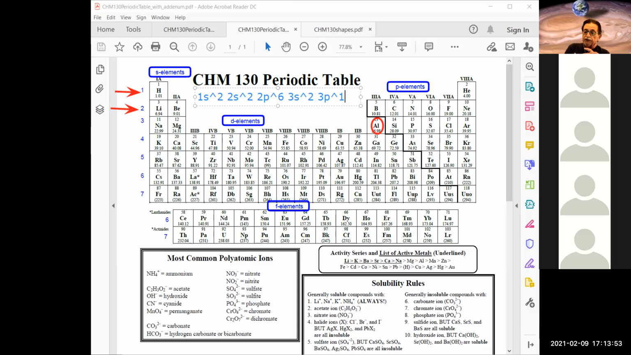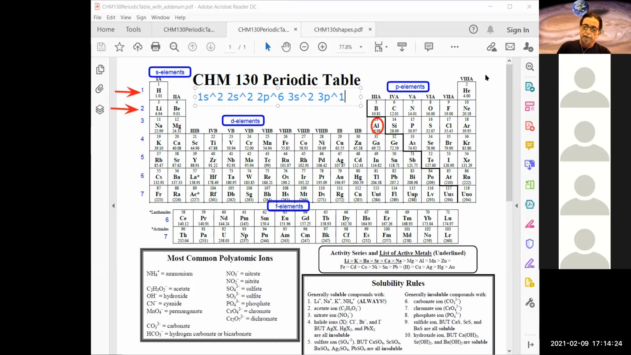Silicon will be 3p2. Phosphorus would be 3p3. Sulfur would be 3p4. Chlorine would be 3p5. And then argon, the last one, 18, would be 3p6. So that's what I mean by using the periodic table to determine the electron configuration for these elements, okay?